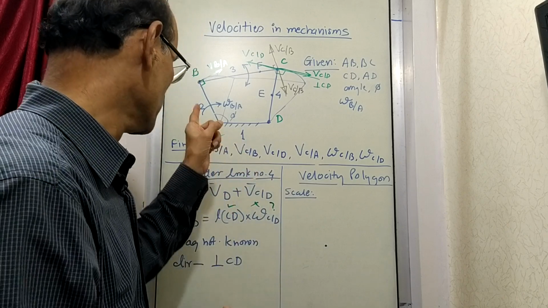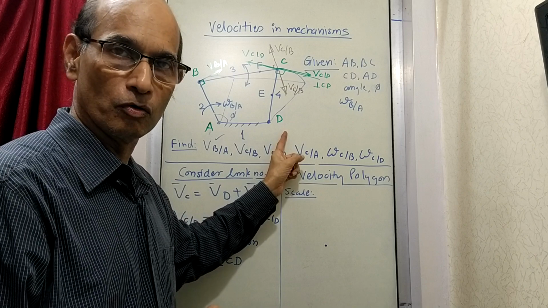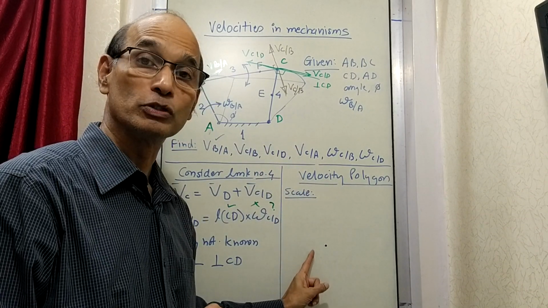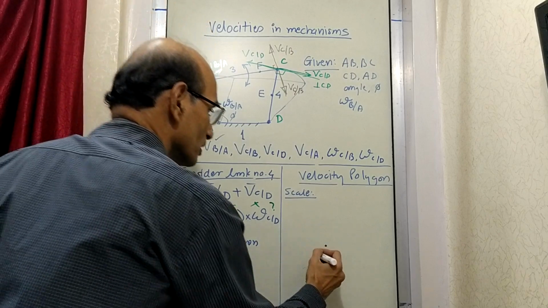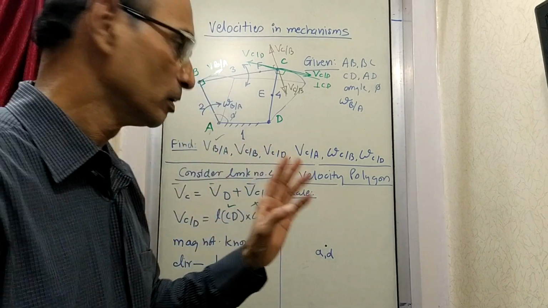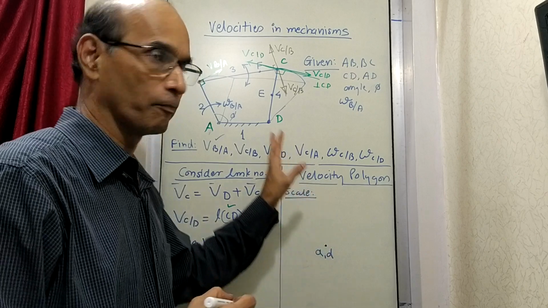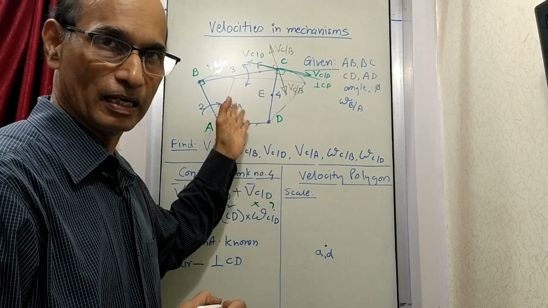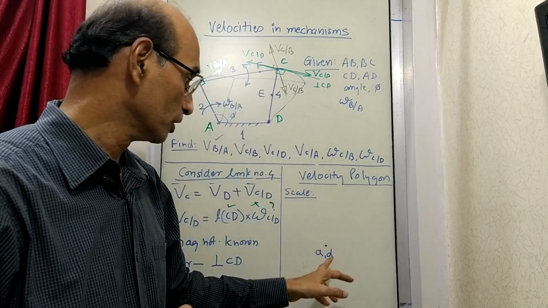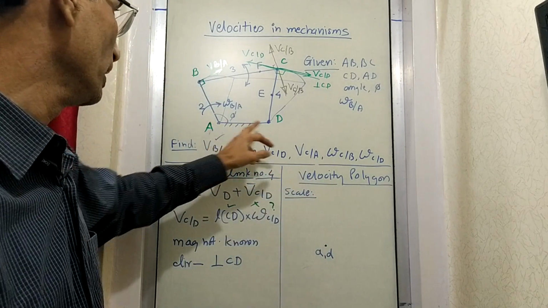Now whose velocity is zero here? Velocity of A is 0, velocity of D is 0. So the velocity of A and D, which is 0, we can represent by a line whose length is 0. So this point is representing A and D. And remember, in the velocity polygon we show small letters, while in the linkage diagram we show capital letters. So this dot is representing zero velocity, which is the velocity of A and D.